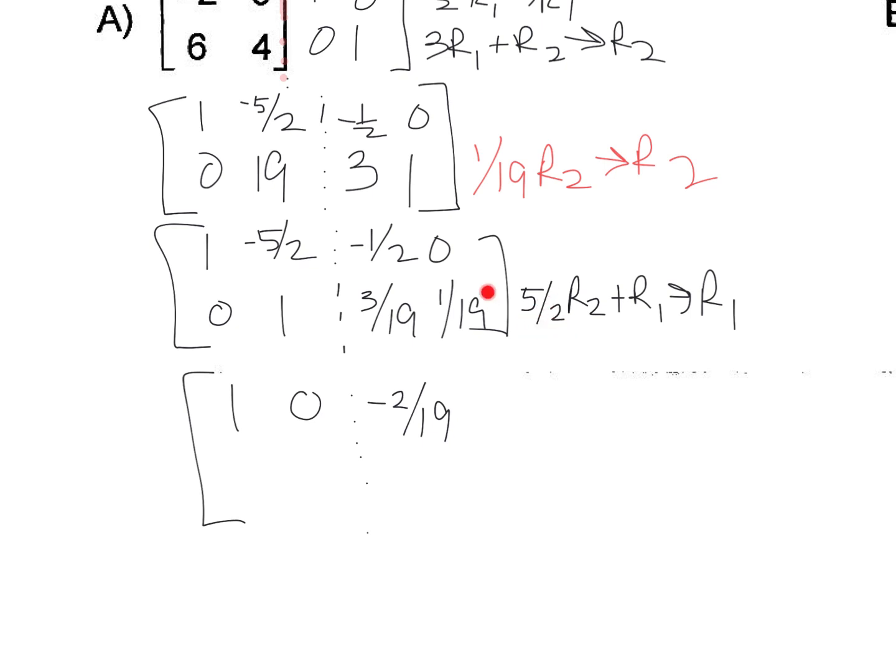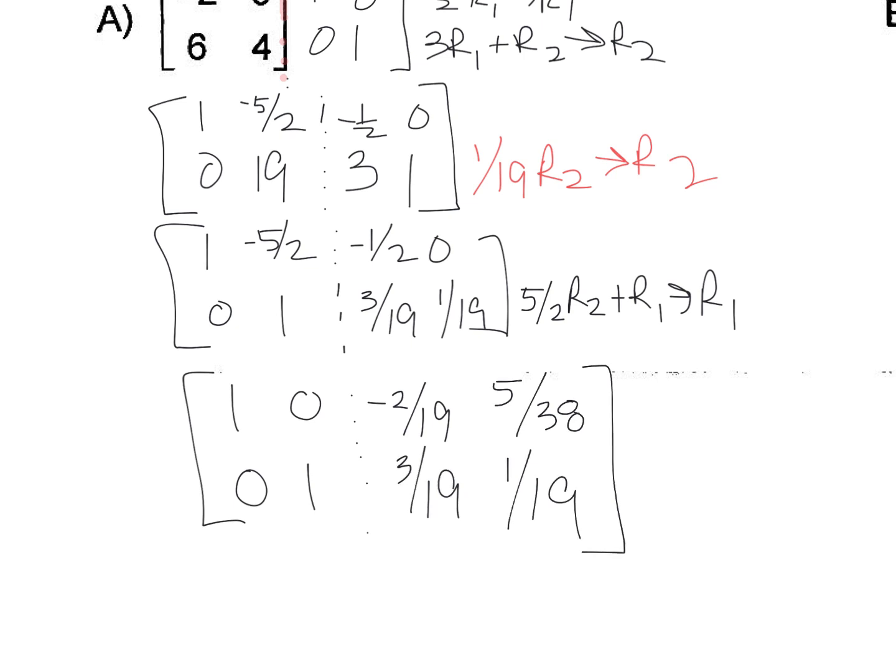Next we're going to do 5 over 2 times 1/19 and then plus 0. So that would be 5 over 38. And down here we have 0, 1, 3/19, 1/19, and right there is your inverse matrix.